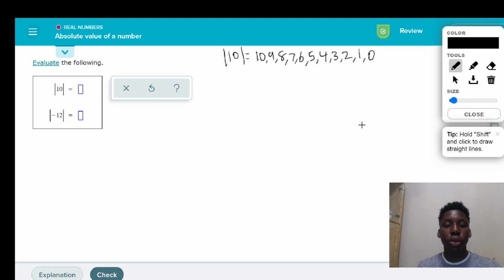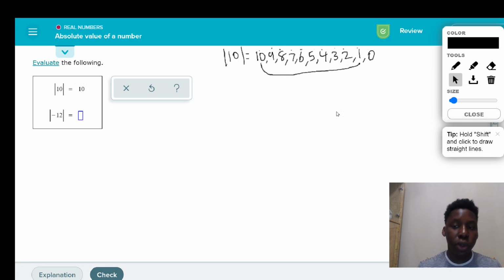Okay, so basically all we have to do now is count the amount of steps it takes for us to get to zero. So we're going to count the amount of steps from 10 over here to one. That's basically just saying 1, 2, 3, 4, 5, 6, 7, 8, 9, 10. 10 steps. So that's all we're going to do. We're going to put in 10 steps over here because that's the amount of steps it takes for us to get to zero.